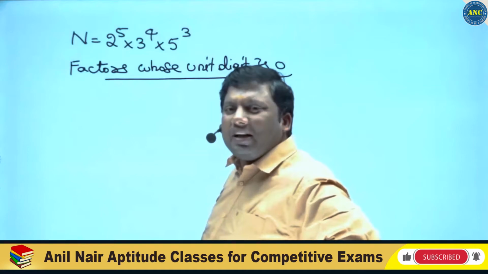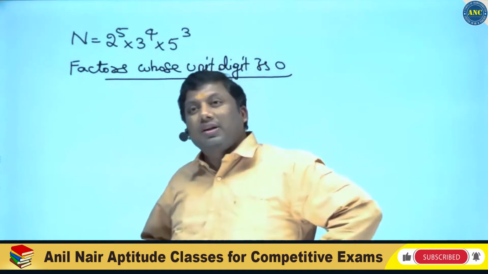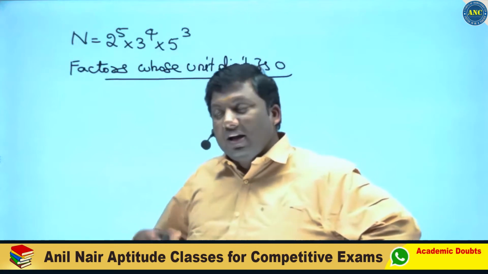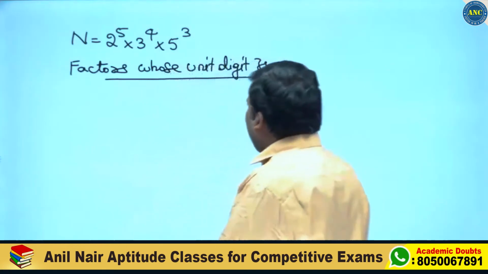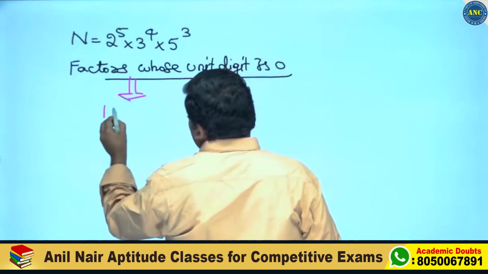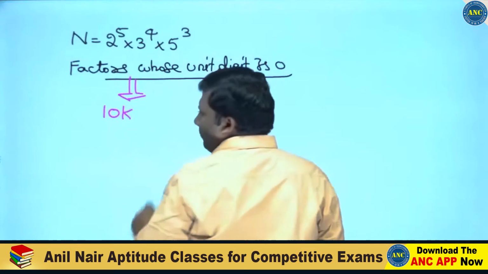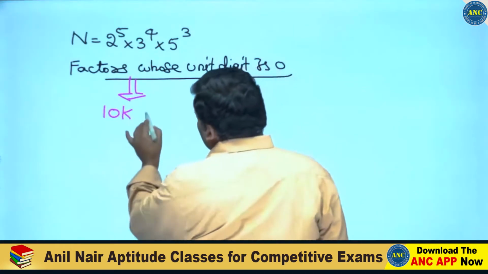0 cannot be taken. 10 can be taken. Next number 20. Next number 30. Next number 40. 100, unit digit 0. 1000, unit digit 0. A factor whose unit digit is 0 is nothing but a number which is a multiple of 10. Are you all with me? Which is a multiple of 10.